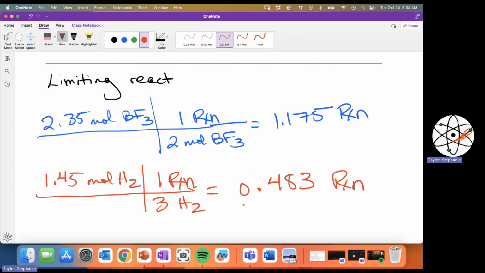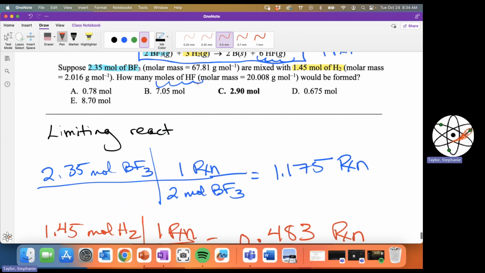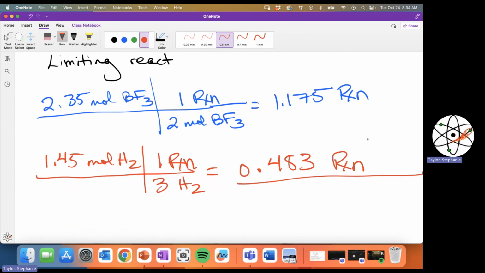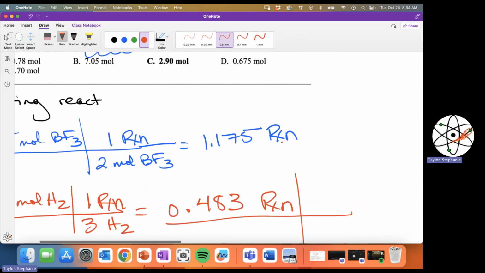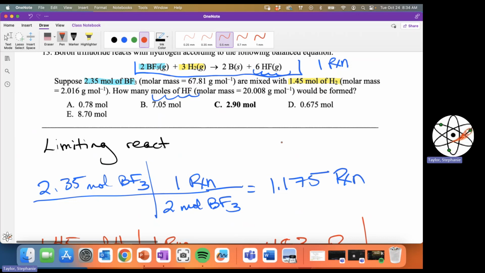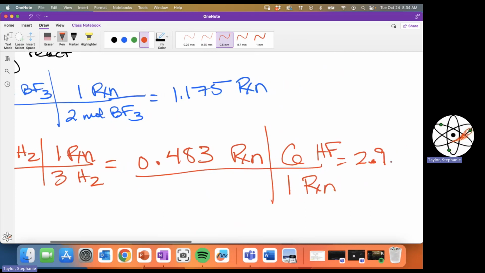Whichever is the smaller number is the one we need to use. My goal is to get 2 moles of HF. So I'm just going to take my smaller number and run with it because I could make 0.48 reactions. I can make a grand total of 6 moles. So in one reaction, I can make 6 moles of HF. So take that number and multiply it by 6. When I do that, I get 2.9, like right on the nose.